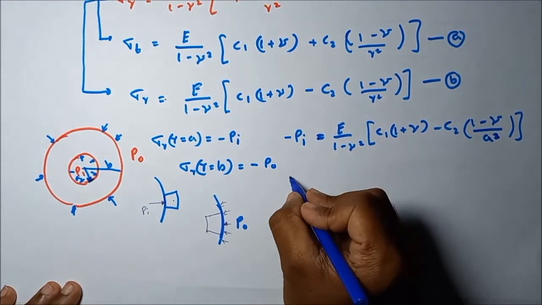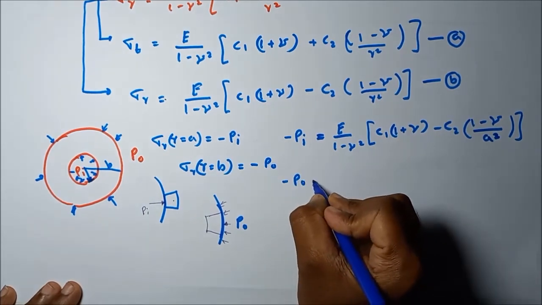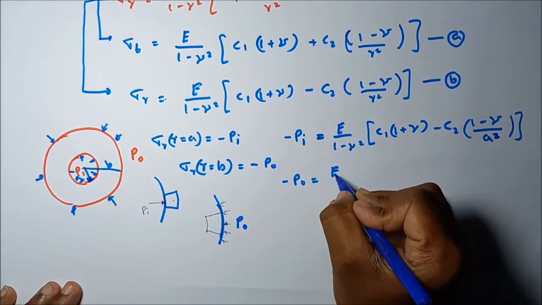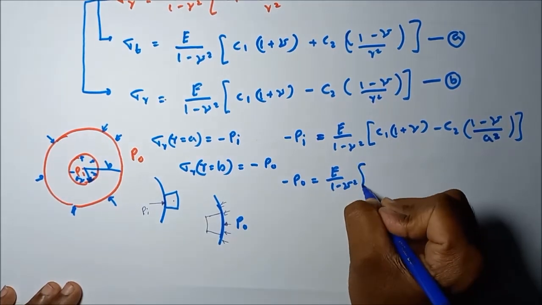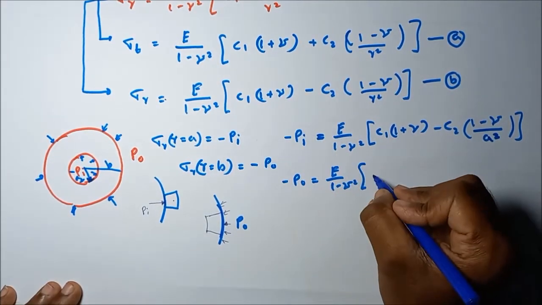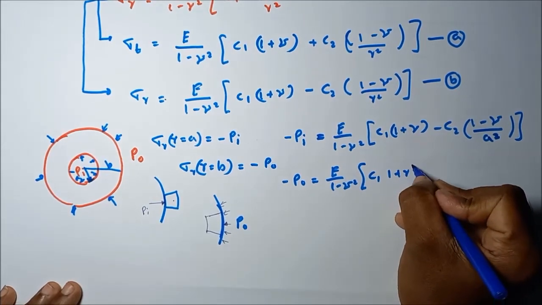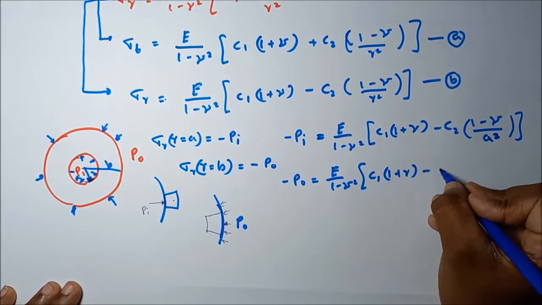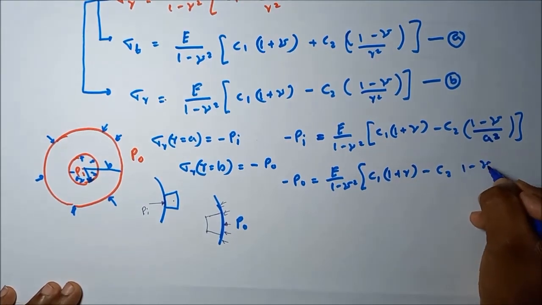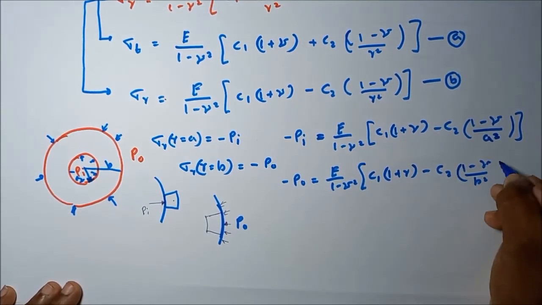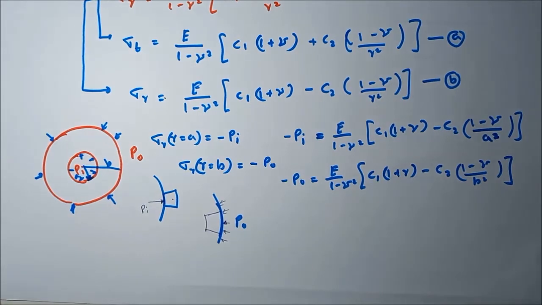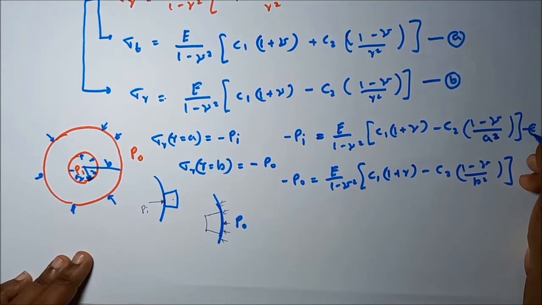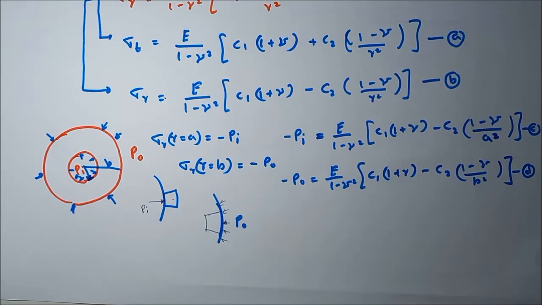Consider the second boundary condition. I am going to write the equation: minus P out is equal to E divided by 1 minus nu square, C1 (1 plus nu) minus C2 (1 minus nu) into B square. Okay, then let's take this equation as equation C, and this equation as equation D. I'm going to subtract.